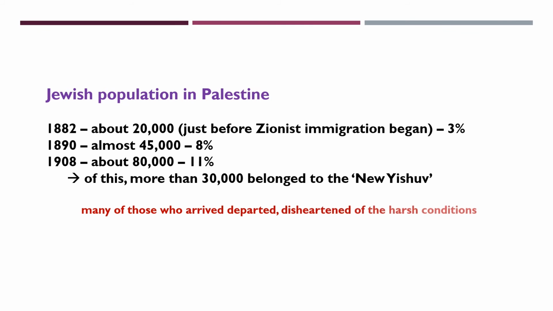Of these 80,000, 30,000 belonged to the new Yishuv, those new settlements established by the European Zionist Jews immigrating into Palestine. As you see, still before World War I, the Ashkenazi Jews in Palestine, the Zionist Ashkenazi Jews, were not the majority within the Jewish community. But this is going to change very soon.